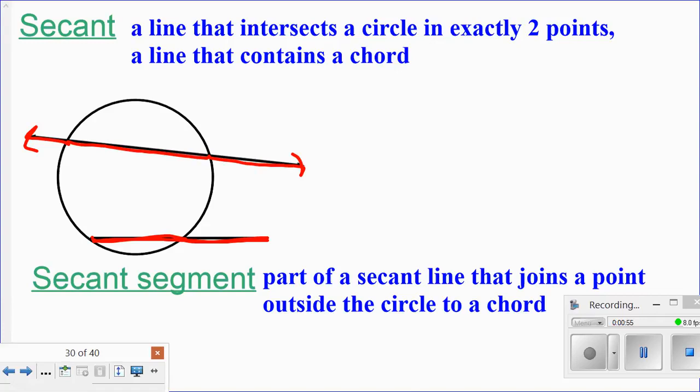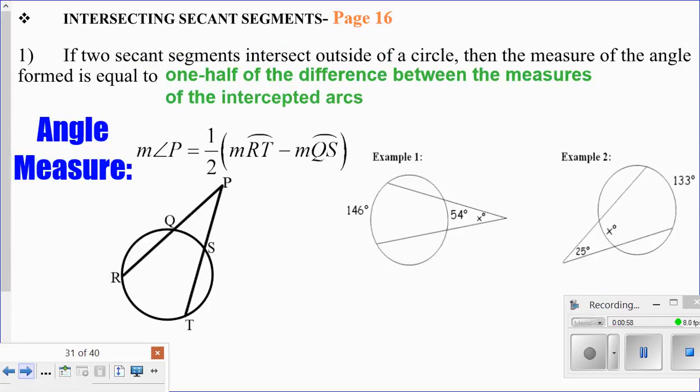Now let's take a look at some things we know about secants. So if I have, looking at this diagram here, 2 secants, those you can see are intersecting at this point that's outside the circle, point P. So if I have 2 secants that are intersecting, we actually know something about the angle that's created where the secants intersect, angle P. So what we know is that the angle is half of the difference between the larger arc and the smaller arc.